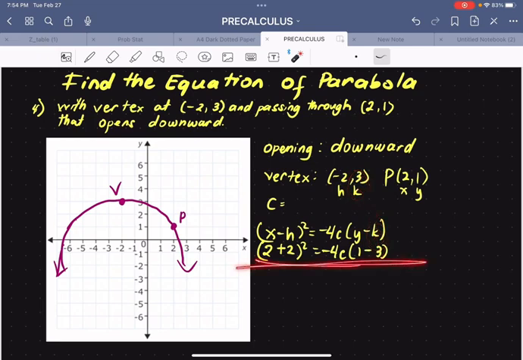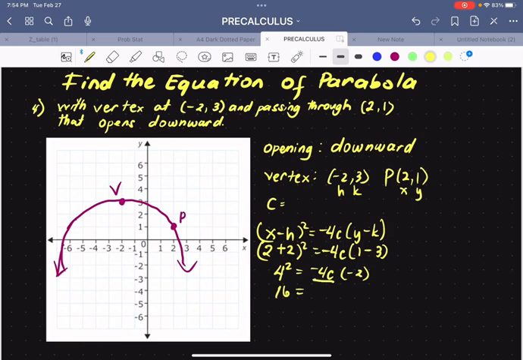Okay, so we can now find the value of c. 2 plus 2, that is 4. 4 squared, that is 16, equals negative 4c times 1 minus 3, that is negative 2. Negative 4c times negative 2, that is positive 8c. Divide both sides by 8. c is equivalent to 2. So this is the value of c.